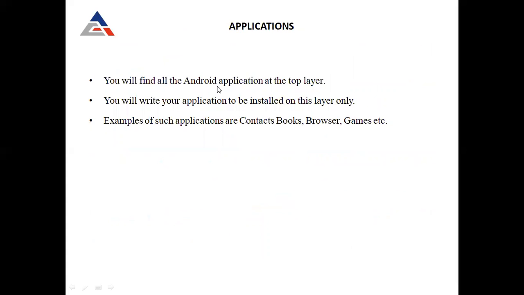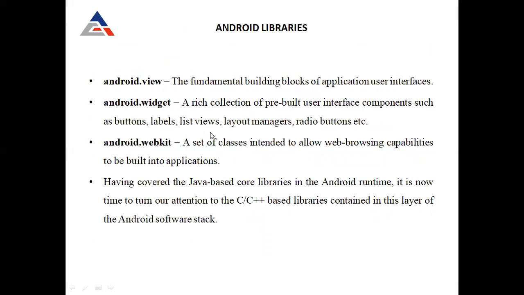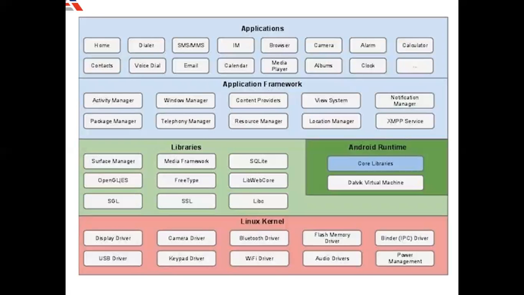So you will find the Android application in top of the layer. So after the application framework, you can see in the application framework you have activity manager, window manager, content provider, system view, package manager, telephony manager, resource manager, and location manager. So all these managers are available in the second layer from top, that is application framework. And finally we are left with the applications in that architecture.